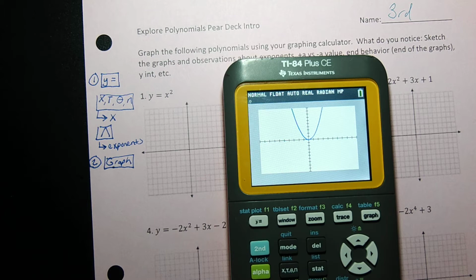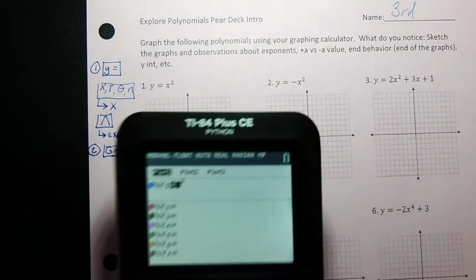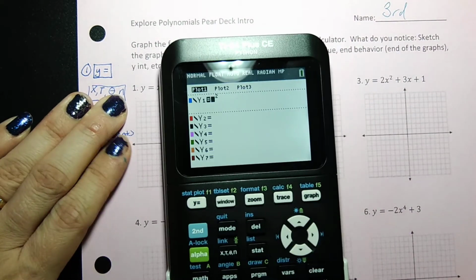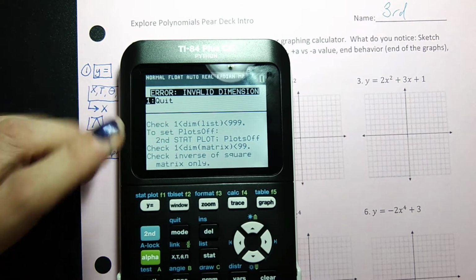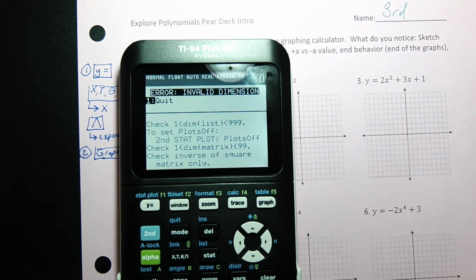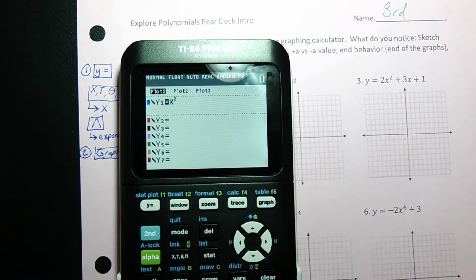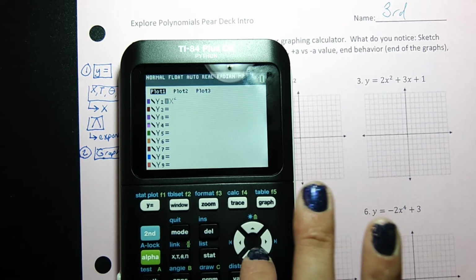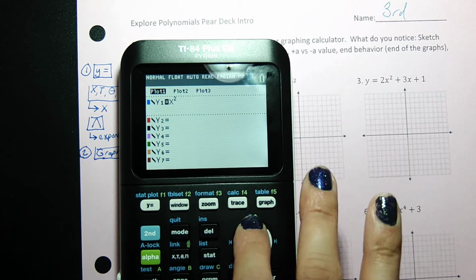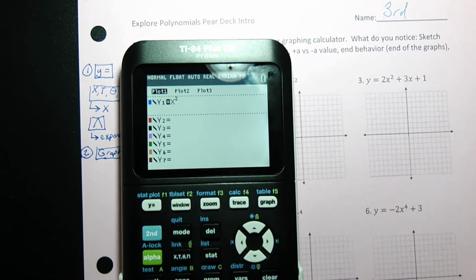Okay, issue number 1. We're going to troubleshoot everything. If you got something like this that says error invalid dimension, if I go back to my y equals, there's nothing wrong with that equation. If we scroll down, there's nothing hiding in those other y equals. But you'll notice up above, we have a plot that is on. So check your y equals and see if your plot is on.